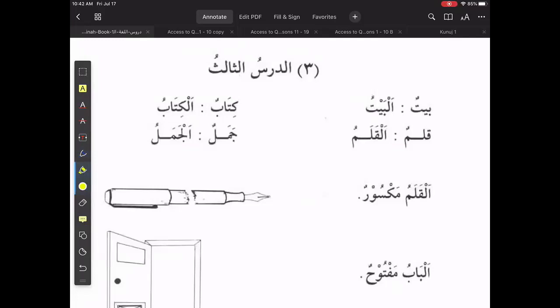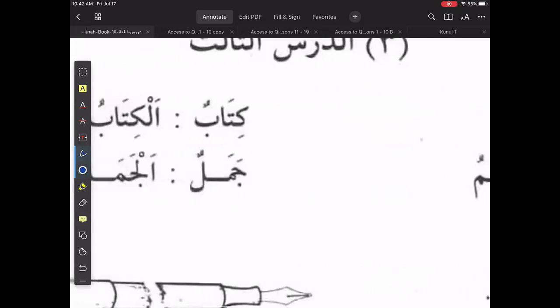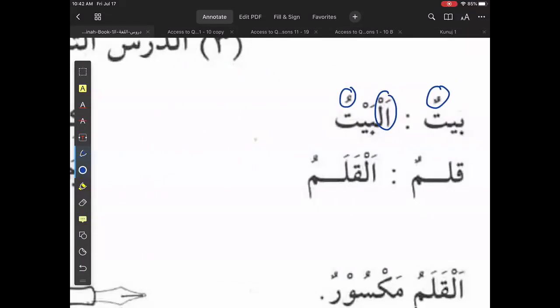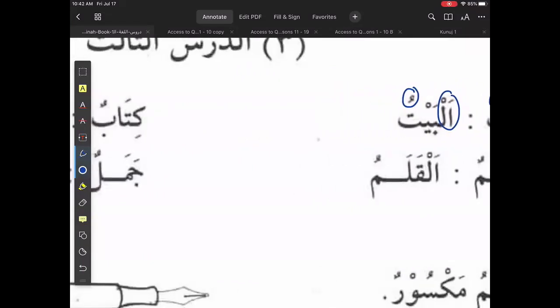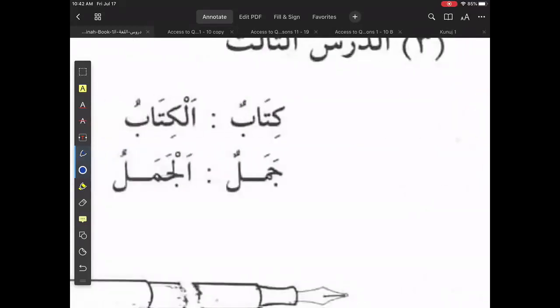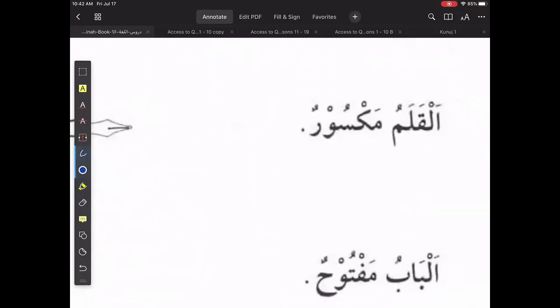So we understood this concept, right? We have baitun, and when we say al, we remove the tanwin, we say al baitu. Okay, everyone, we should be very comfortable with this one. Read it like this: qalamun, al qalamu. Kitabun, al kitabu, jamalun, al jamalu. Here we can see all of them are qamariya letters, right? Because we're pronouncing the alif lam for all of them. Now, this book gave you lots of adjectives. Interesting.